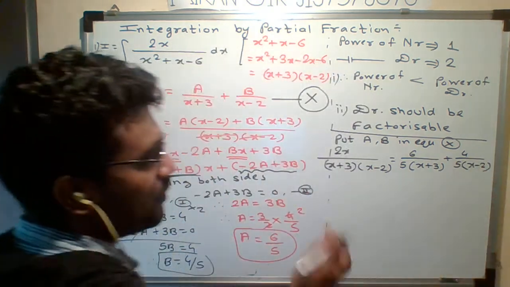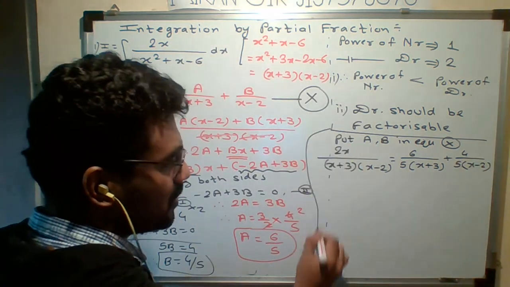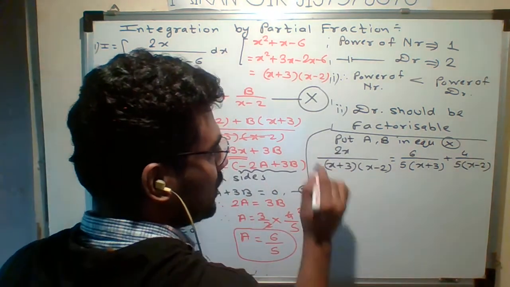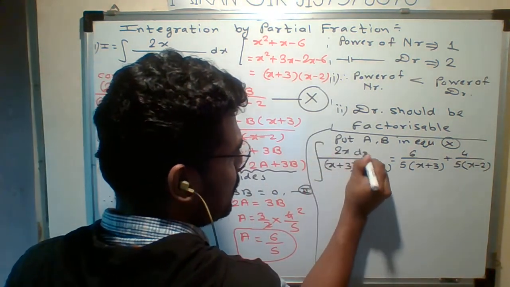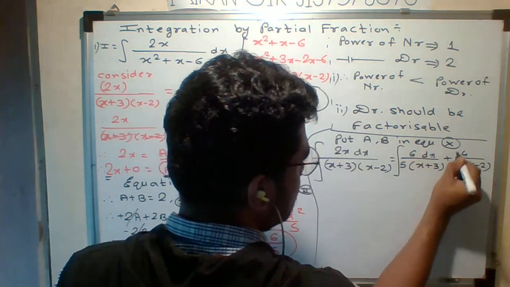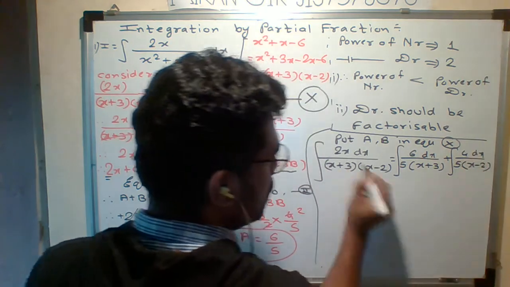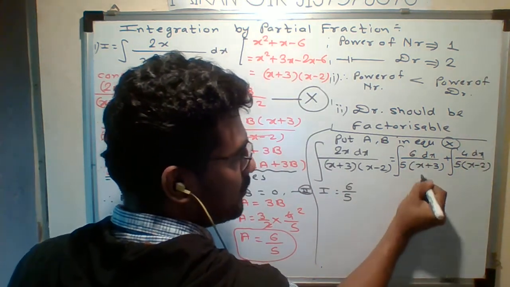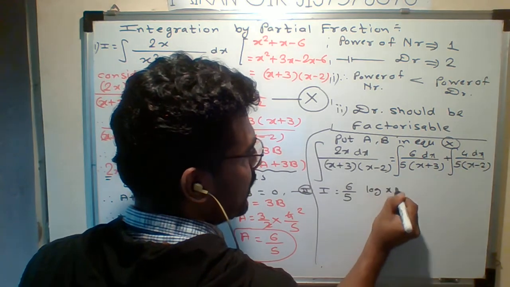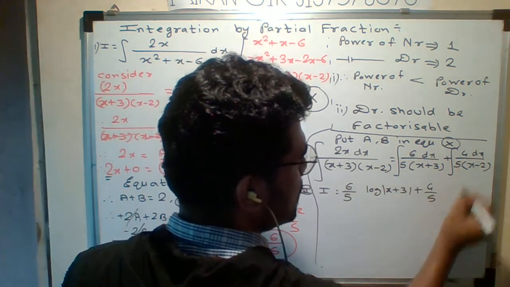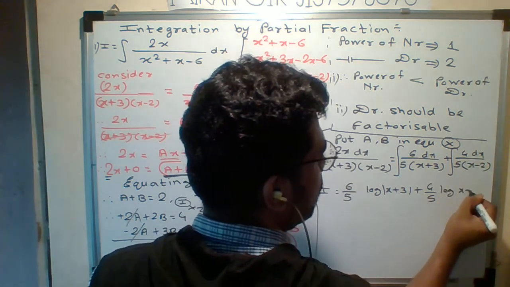Now what am I going to do? Definitely integration, because I only converted this into an easy form. Now I will take the integration of the left-hand side and the integration of the right-hand side. 6 upon 5 is a constant. What is the integration of 1 upon x plus 3? Log of x plus 3, which is the easiest. Then 4 upon 5: what is the integration of 1 upon x minus 2? Log of x minus 2.